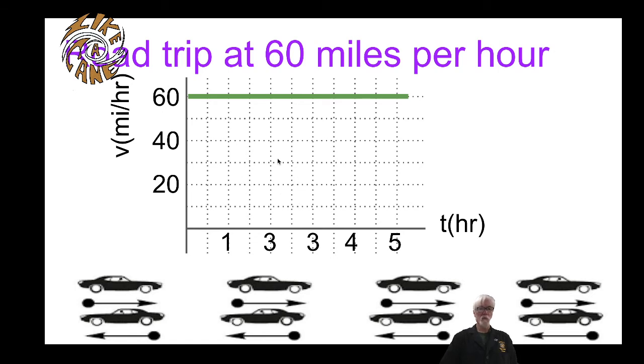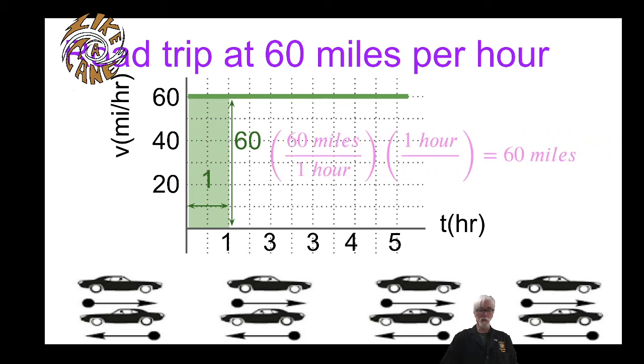For example, the 1 hour. Why did we know that that was 60 miles? If you think about this graph and you sketch in an area under the graph between the 60 and the 0, that's 1 hour wide, and take the area of that, the length times the height, or the width times the height here, it's 60 miles per hour times 1 hour, and that's where you get 60 miles.